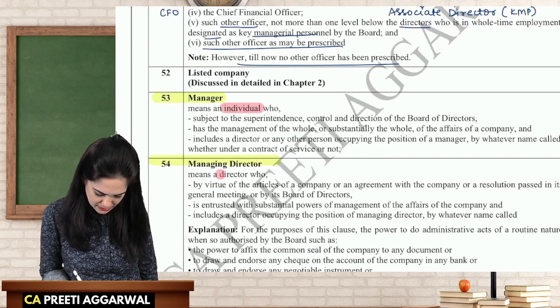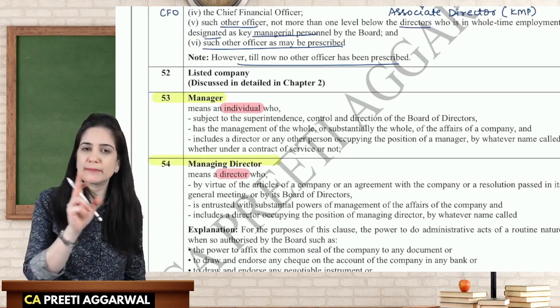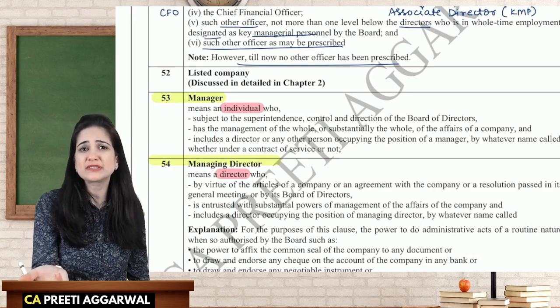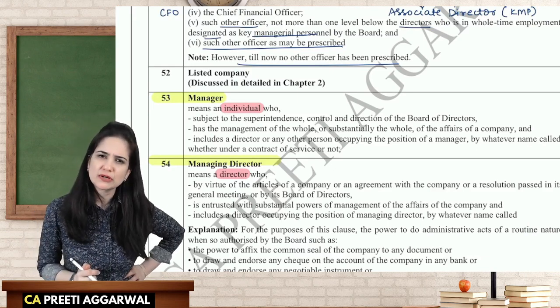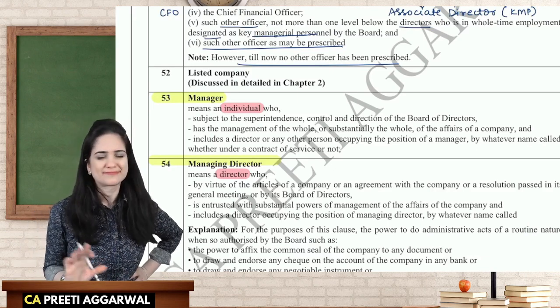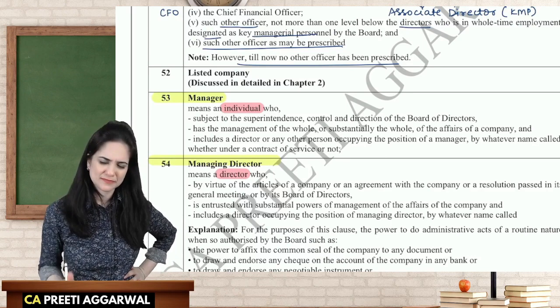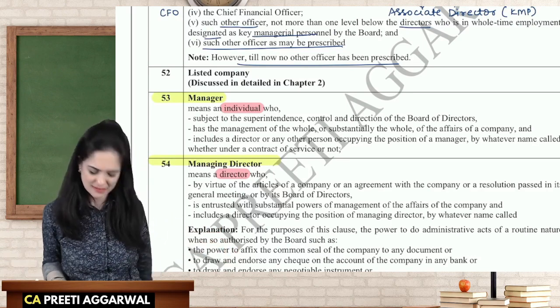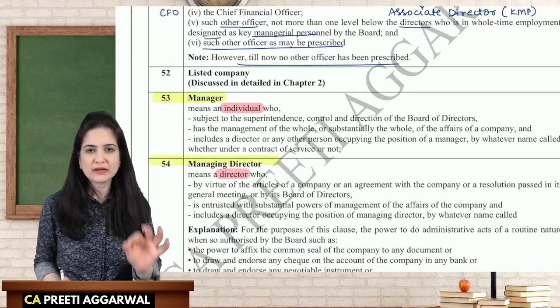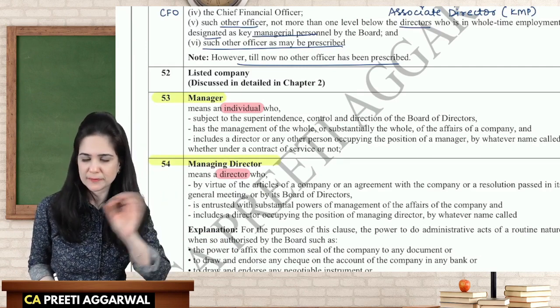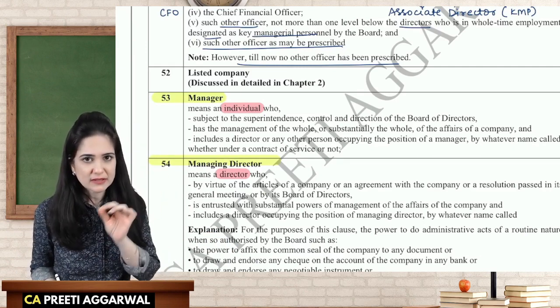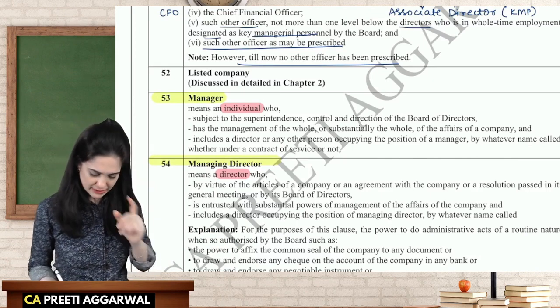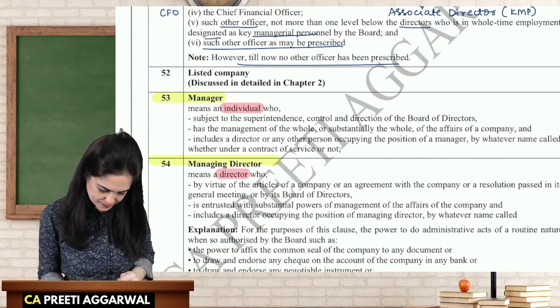Managing director means a director. In order to be a managing director, you need to be a director first. But in order to be a manager, do you need to be a director? Any individual can become a manager. Maybe a director, may not be a director. So only an individual can be a manager. Only a director can be a managing director. Now, second point of difference.